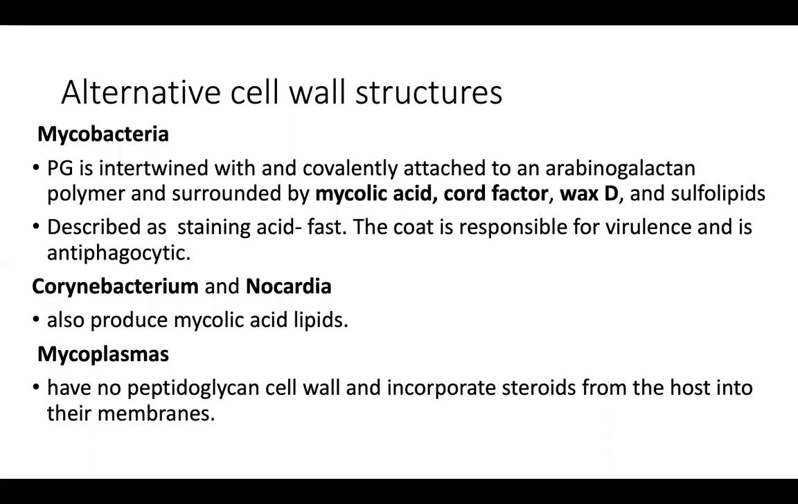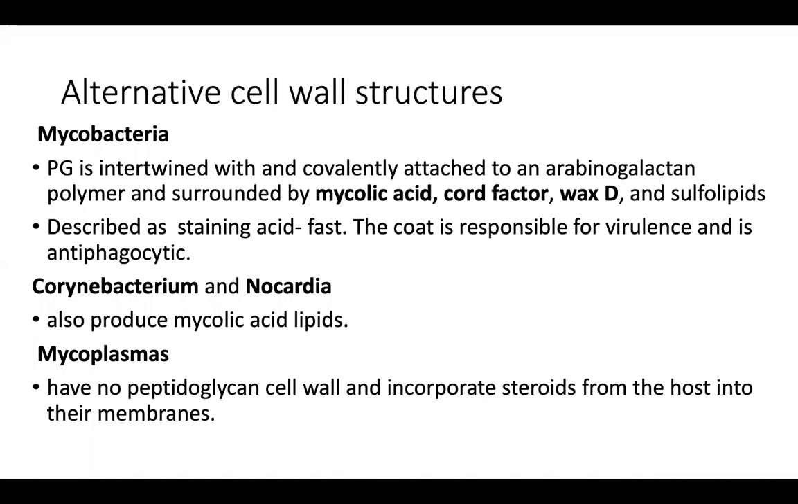When you're doing mycobacterium, you realize that the cord factor is a very important defense mechanism for the mycobacterium. There's also wax-D and sulfolipids. We describe the cell wall of the mycobacterium as being acid fast, because they are not destroyed by acids. And also the coat is responsible for virulence. We've talked about the cord factor, and it is also antiphagocytic. So it's able to evade the phagocytic cells that will otherwise engulf it and destroy the mycobacterium.